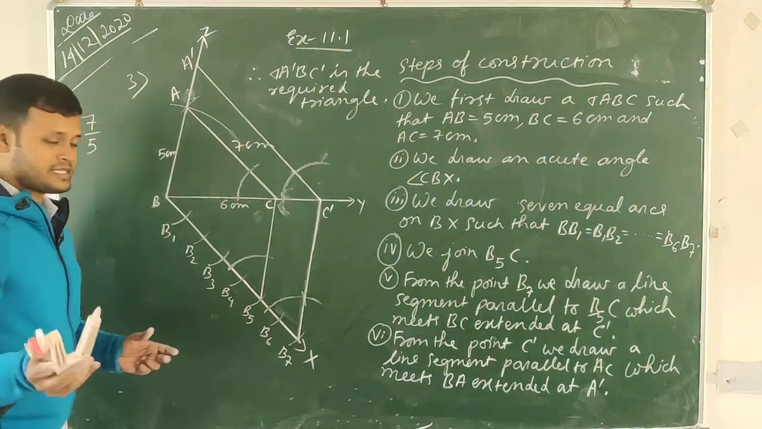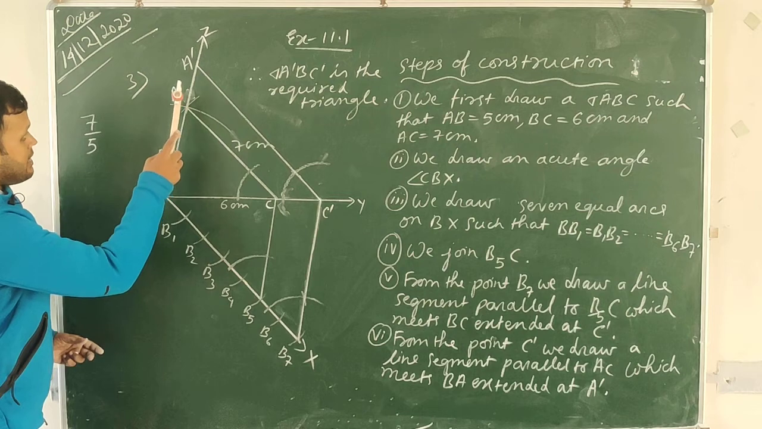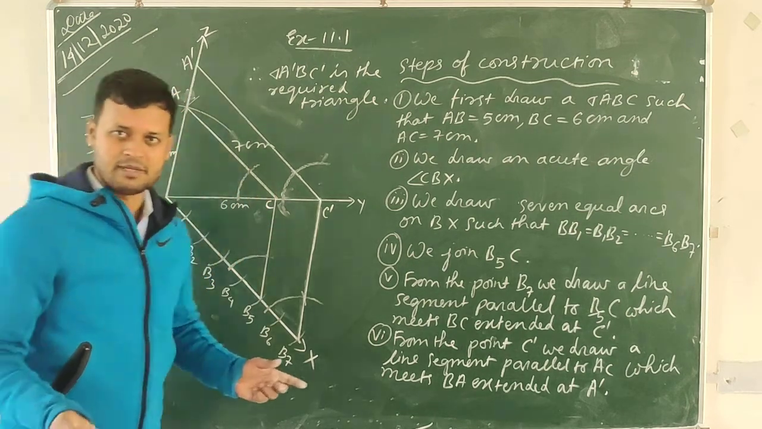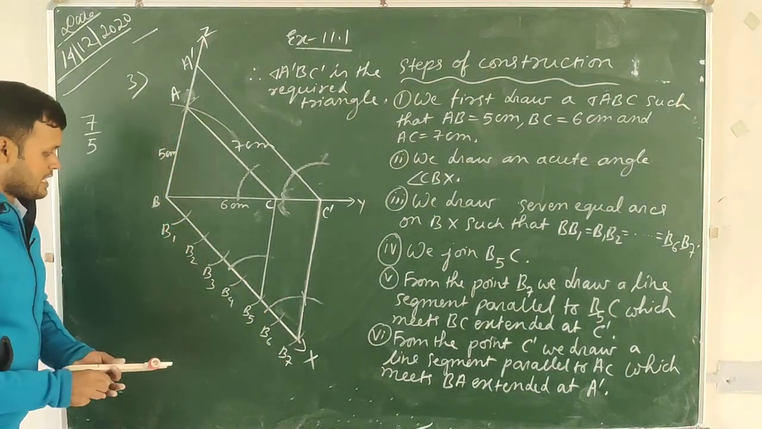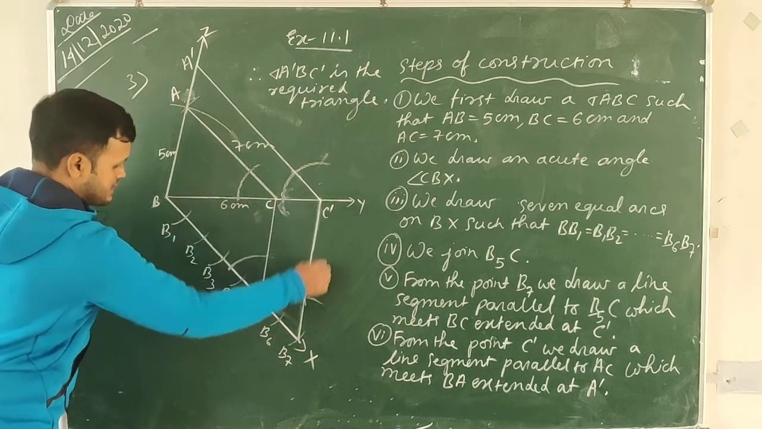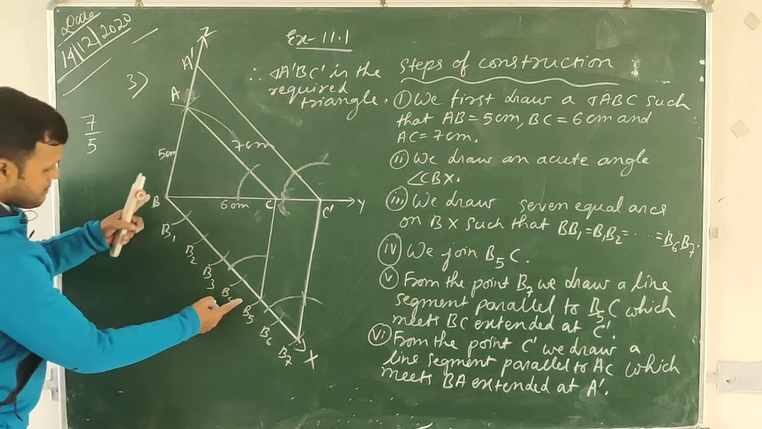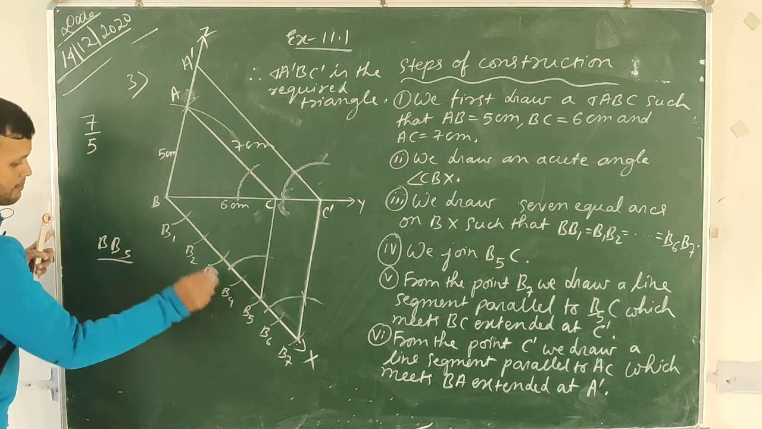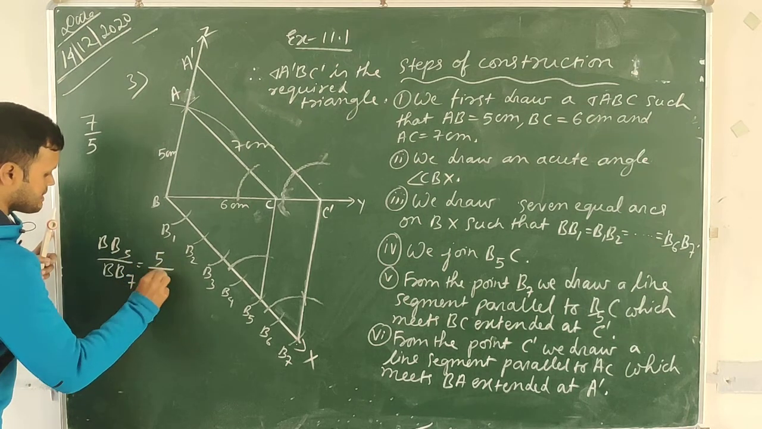Once again in the same way it can be shown that ABC and A dash B C dash are absolutely similar, isn't it? By showing angle equation just like the last one. And here you can see that this triangle also, B C B5 and B C dash B7, these two triangles are also similar. So we can easily show that BB5 by BB7 is equal to 5 by 7, isn't it?